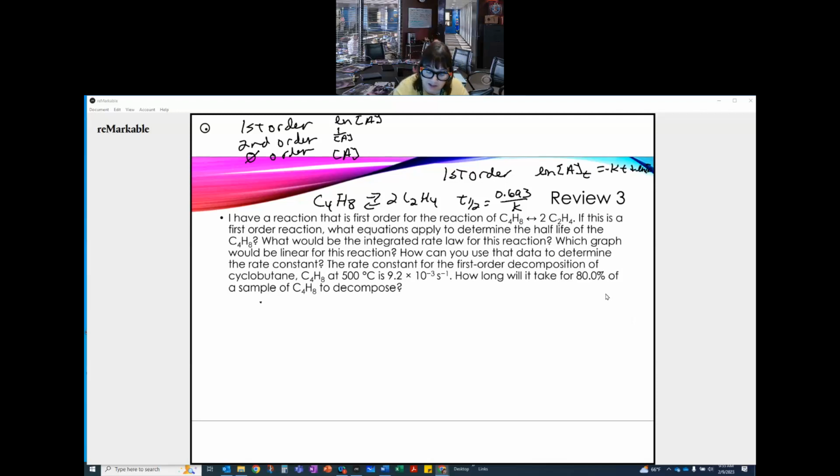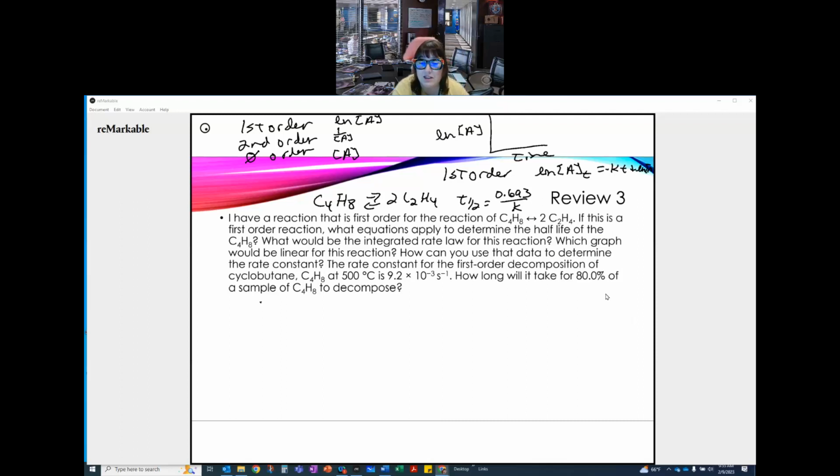Now, if I was being strictly correct, I would replace that [A]t with the C4H8, but I didn't do that this time, but that's technically more correct. Which graph would be linear for this reaction? And again, linear for this one is going to be the natural log of concentration versus time.